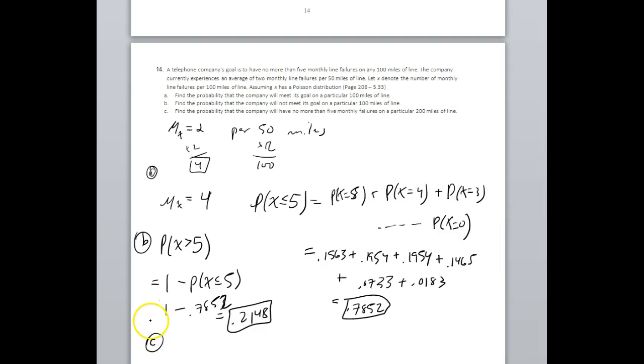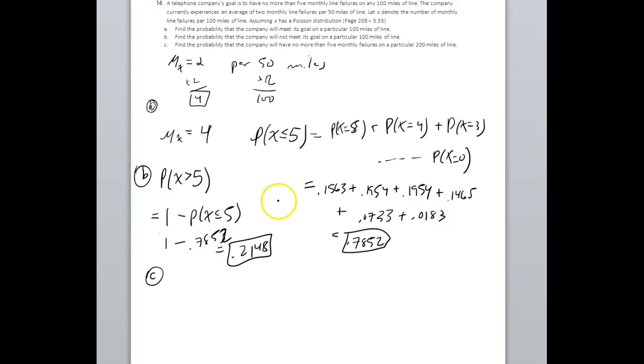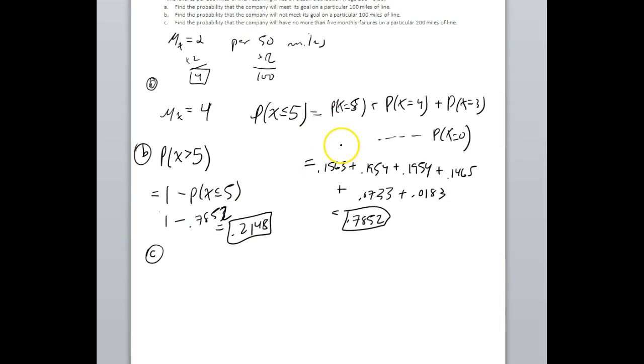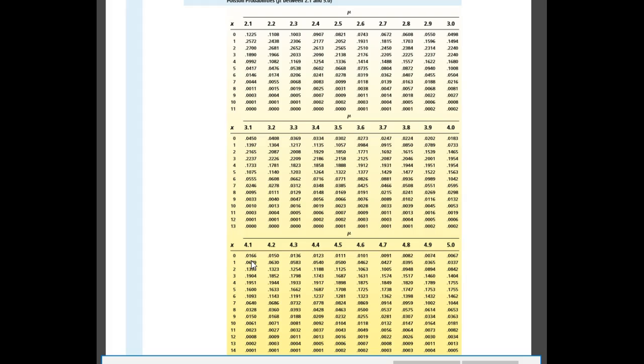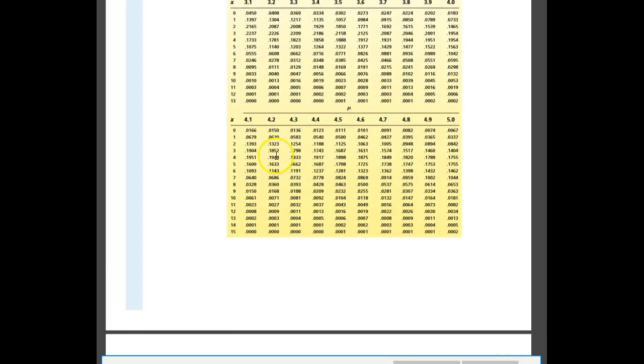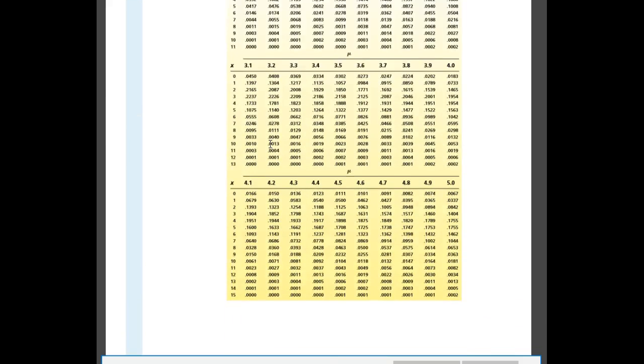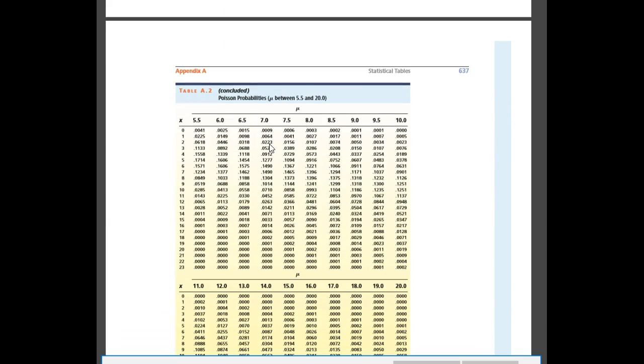Then we move on to C. Find the probability that the company will have no more than 5 monthly line failures on 200 miles of line. Okay, so we need to adjust our mu for that. For 200 miles of line, we're going to expect mu to be 8, because that's all linear. So then we go to the appropriate Poisson table. We find mu equal to 8. There we go, mu equal 8 right here.